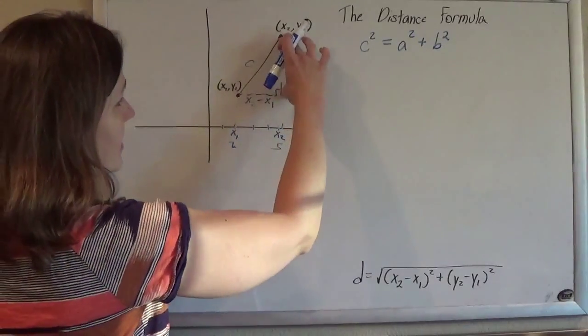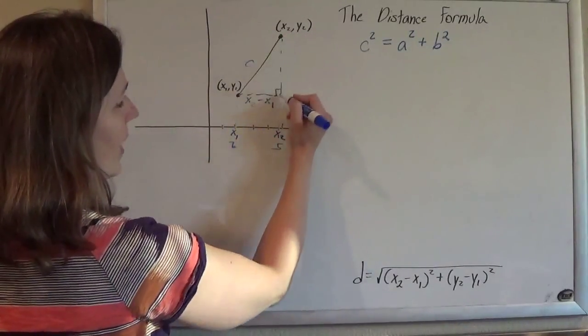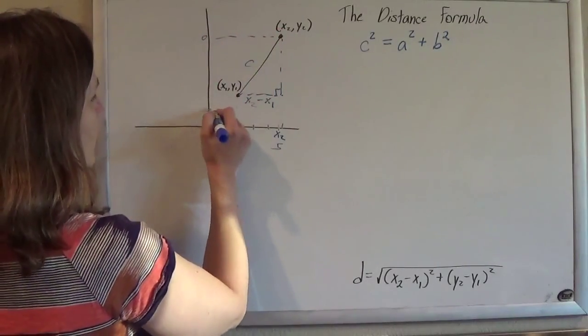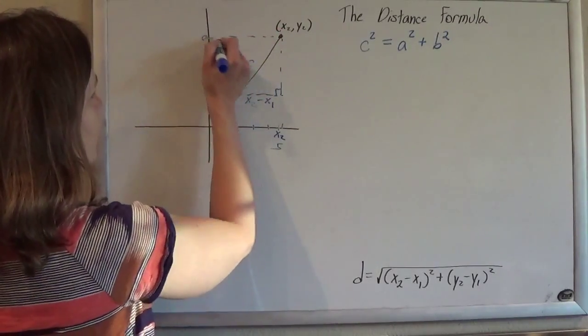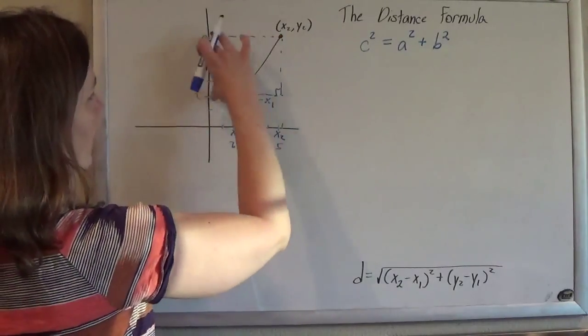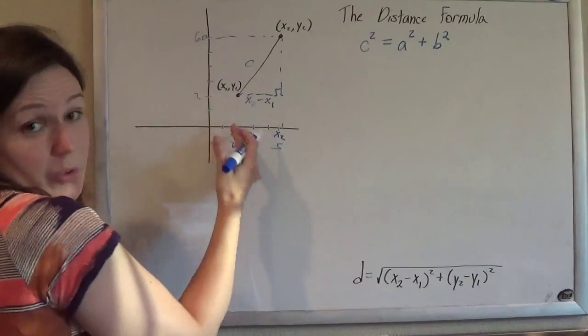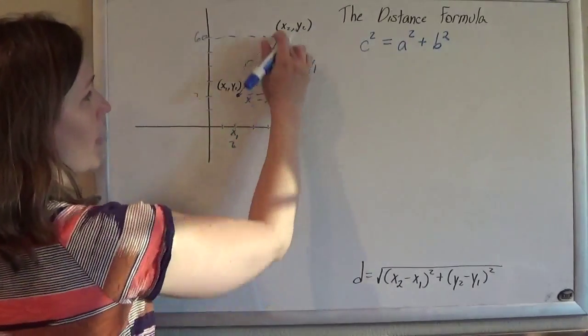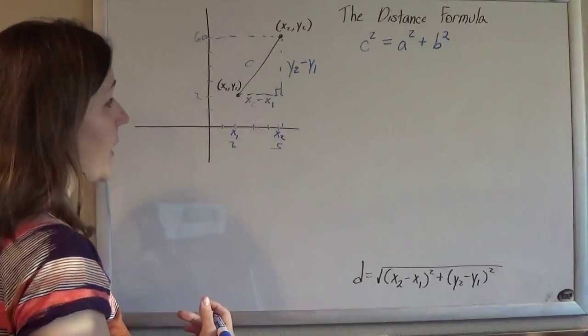And then this distance here is the difference in the y values. It started off at some y value up here, so it looks like on this graph it's 1, 2, 3, 4, 5, 6, and then here it was 2, so that distance there was 6 minus 2, which is 4. It's just the difference in the y values, y2 minus y1, the change in the y.